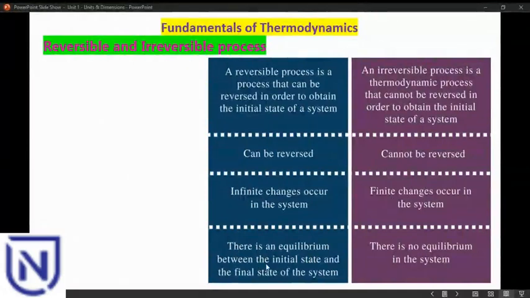Now there is an equilibrium between the initial state and the final state of the system. Equilibrium exists from where it starts to where it ends. Actually the process is not at all going on, it is very slow. Whereas here there is no equilibrium in the system, it is just going in a forward direction.